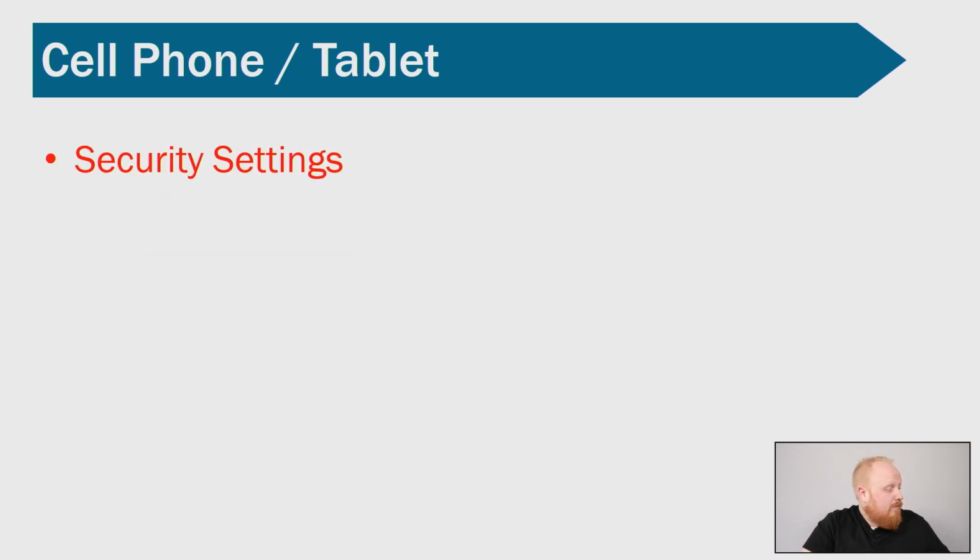And then security permissions. The first time you use these or install these apps, you have to allow access to the phone camera and to the microphone, and this is going to be true for your computers as well.